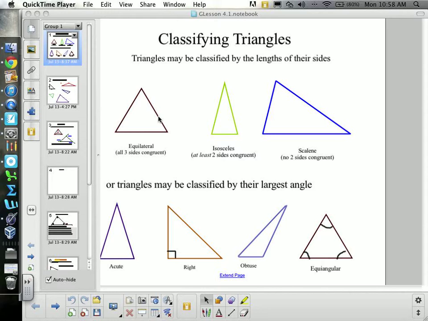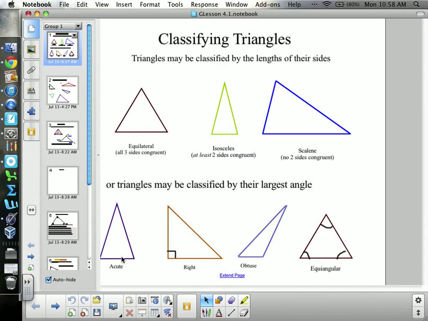We can also classify by angles. We can have acute triangles, right triangles, obtuse triangles, and equiangular. When we classify a triangle by its angles, we always classify by the largest angle. Because even in an obtuse triangle, two of the angles are acute, aren't they?